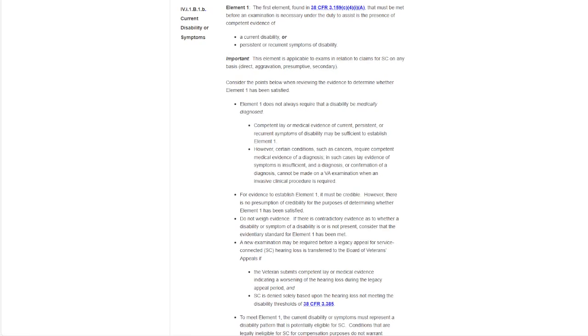So I'm going to start out with element one, and that is the current diagnosis and or symptoms. Okay, so in order to get your claim service connected, you must have initially a current symptom, and by the end of the process, you must have a current diagnosis. If you don't have a current diagnosis, then we can't actually grant.